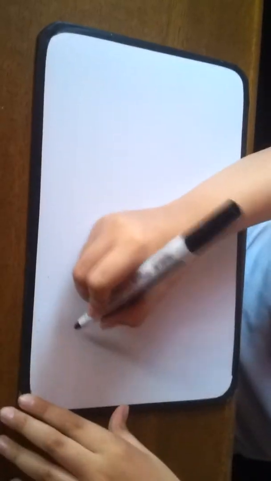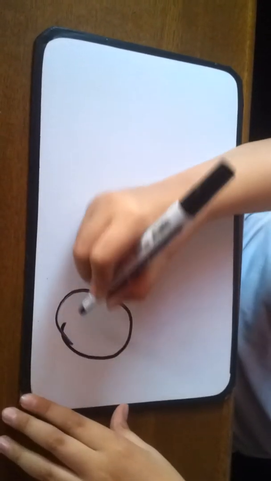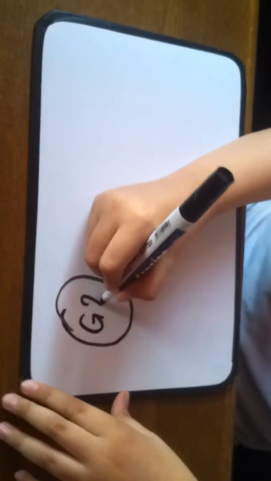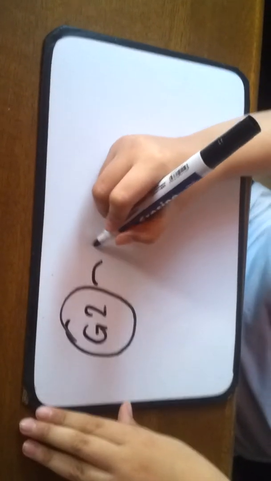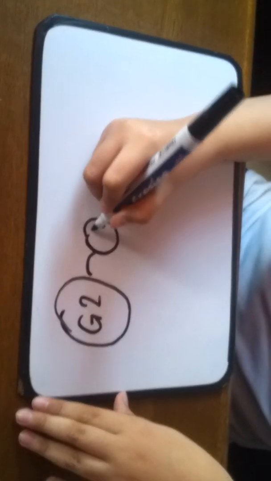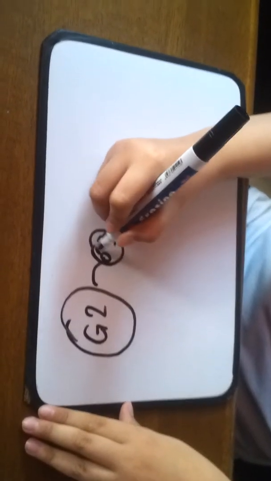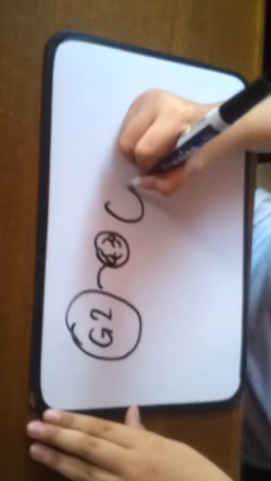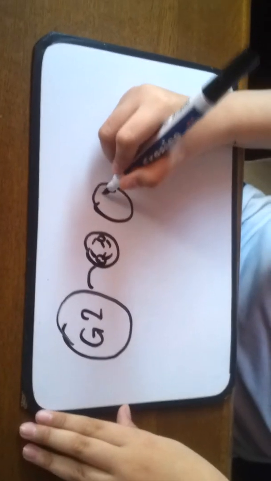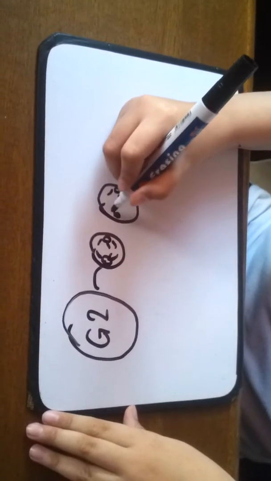Stage 3, G2 phase or growth. Preparations for cell division. Assembly of proteins, such as microtubules, which are hollow protein fibers that can cause the assembly of protein chromosomes to move during cell division.